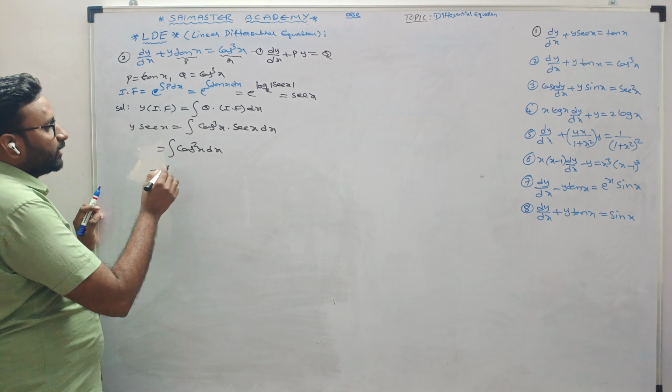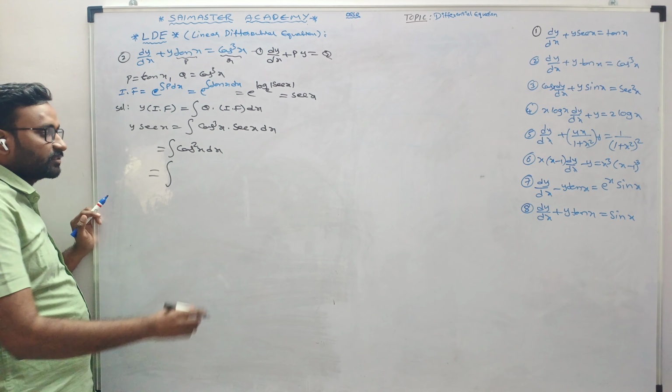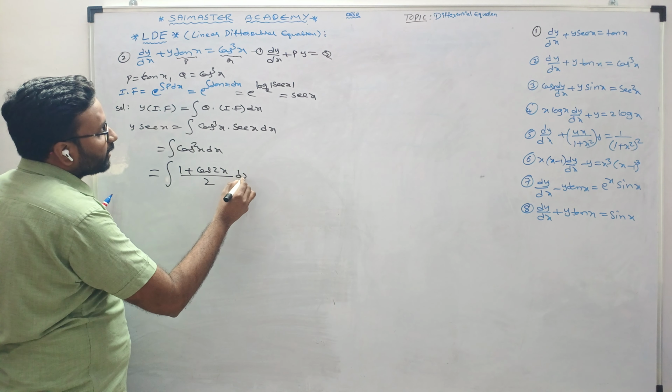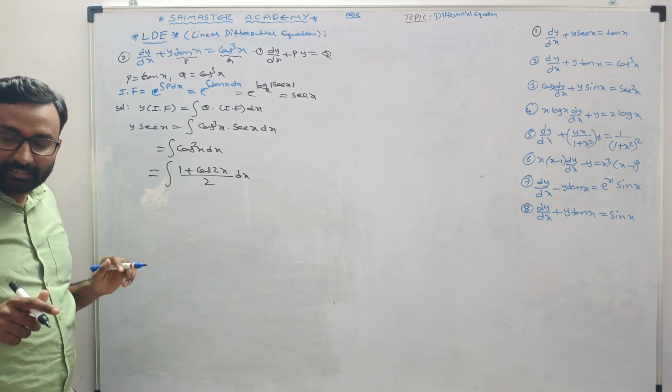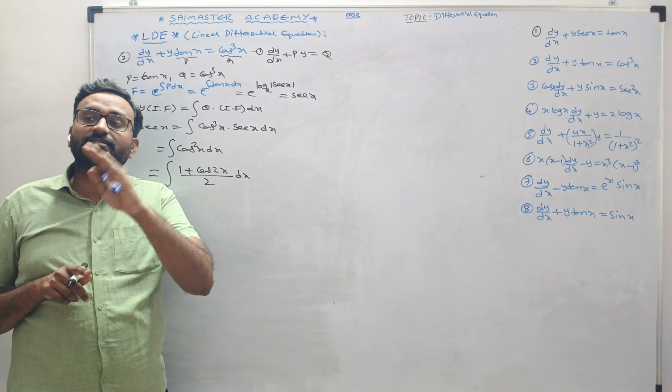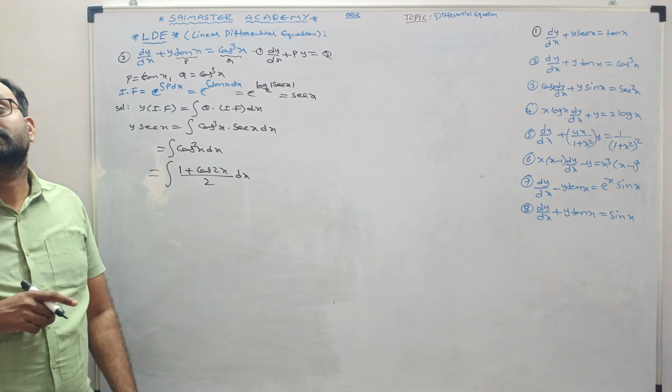Understood? So what is integral cos square x? Cos square x is 1 plus cos 2x by 2 into dx. Or you can go with the sin power n x cos power n x reduction formula, do you remember?